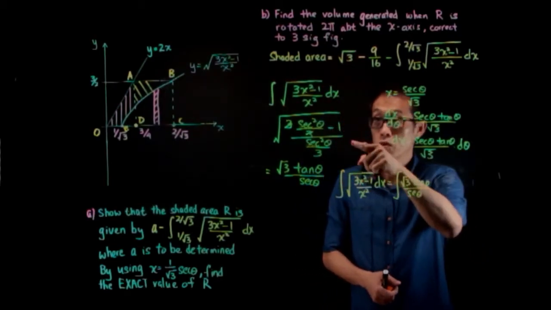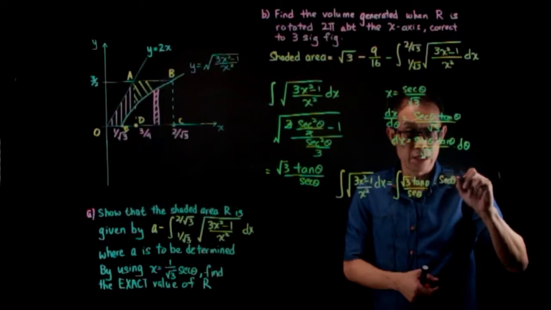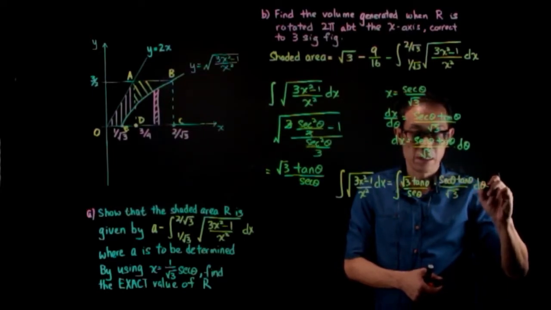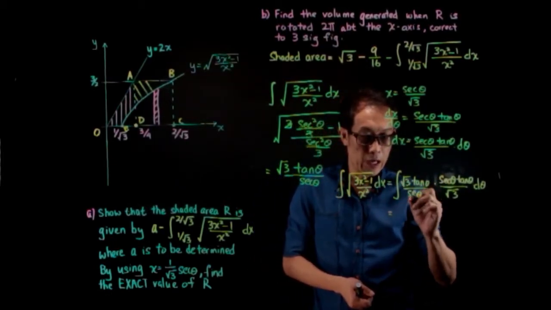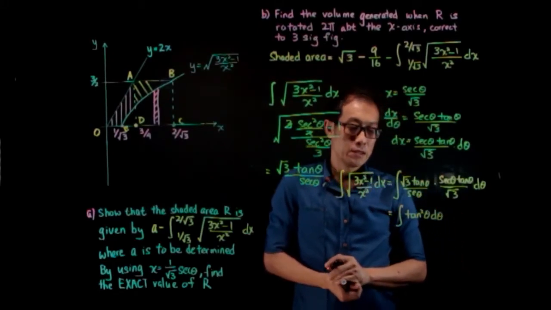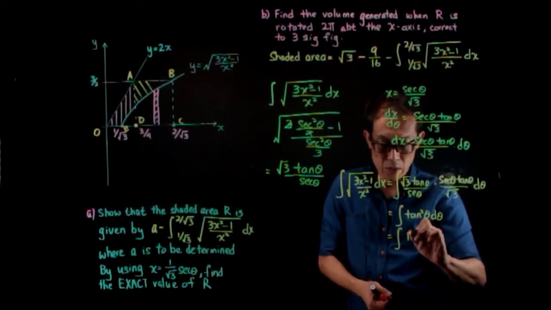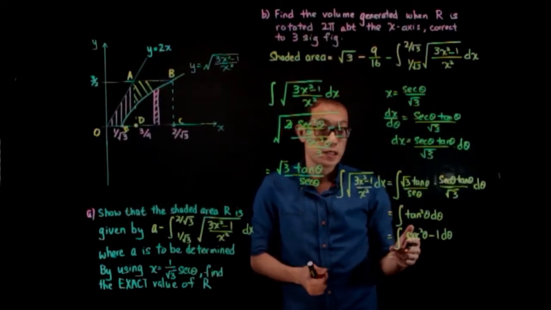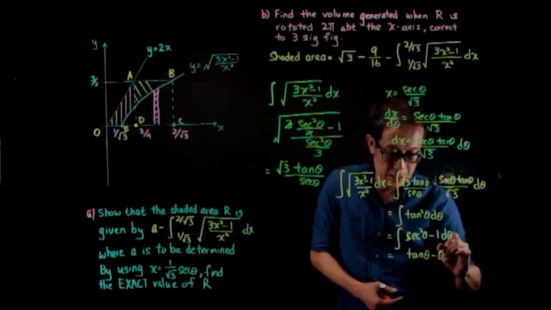Now dx is this, so we have to substitute dx in terms of this. So you multiply by secant theta tangent theta over root 3 d theta. Root 3 and root 3 cancel, secant theta and secant theta cancel. So we are left with tangent squared theta d theta. But tangent squared theta can be expressed as secant squared theta minus 1. Integrating secant squared theta, you get tangent theta. So you have tangent theta minus theta plus c.